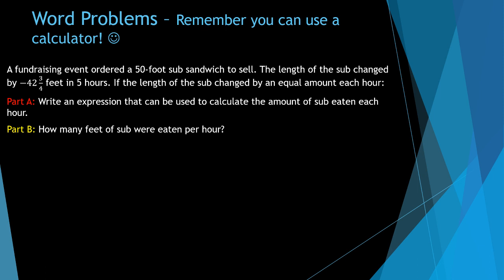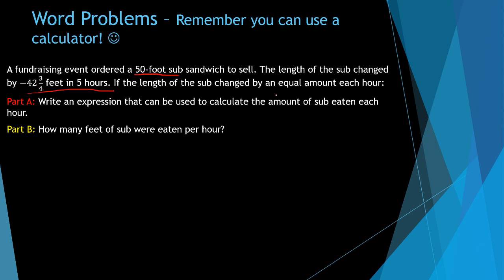Alright, we're on more word problems. Remember that you can use a calculator for any of these. Okay, highly suggest using that calculator. A fundraising event ordered a 50-foot sub sandwich to sell. The length of the sub sandwich changed by negative 42 and 3/4 feet in 5 hours.